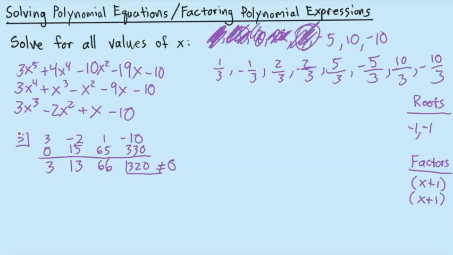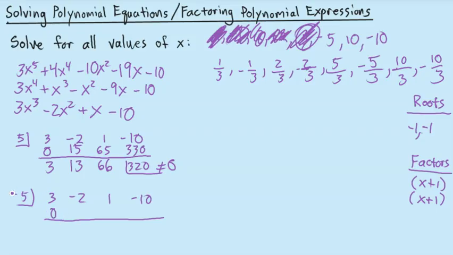All right, let's try -5. -5 in the half box. We got a 3, a -2, a 1, a -10. You might be thinking, oh man, this is a lot. I know. And the more you do it, the better you'll get at it. But this is the job. This is what has to be done.